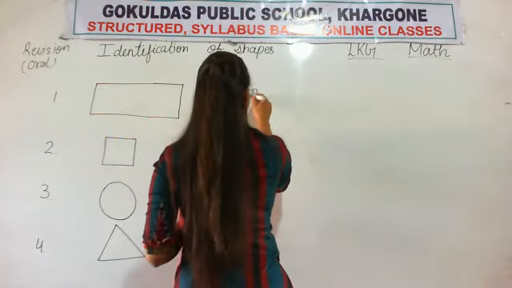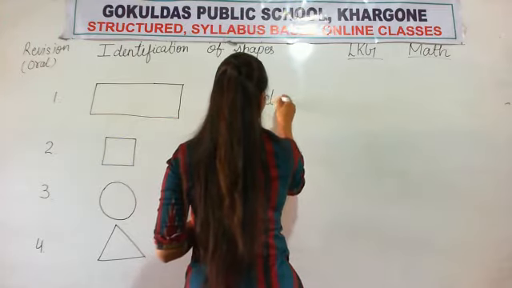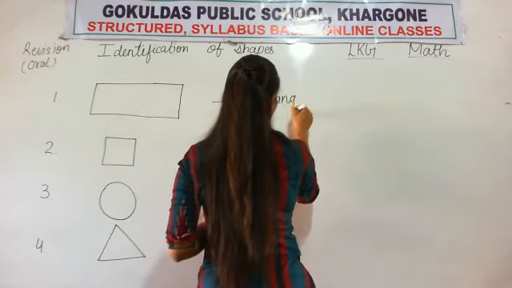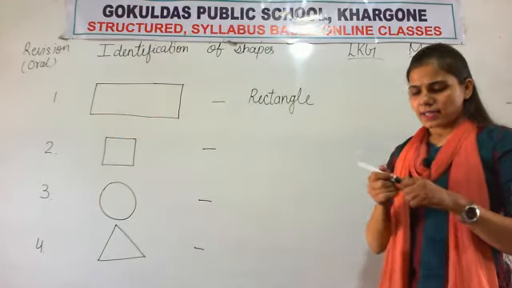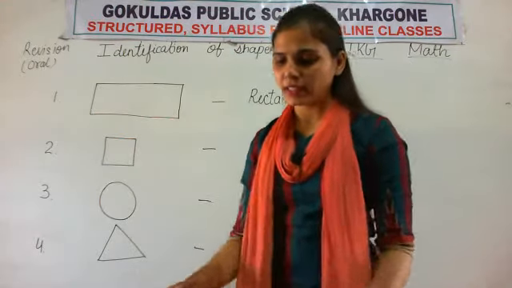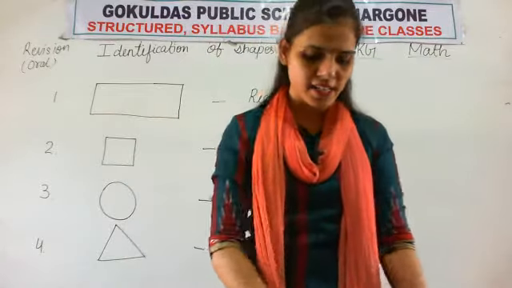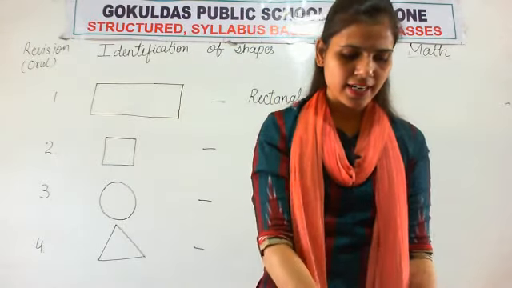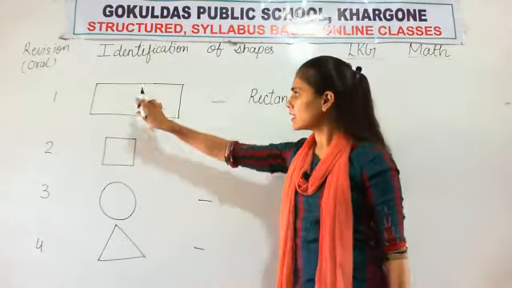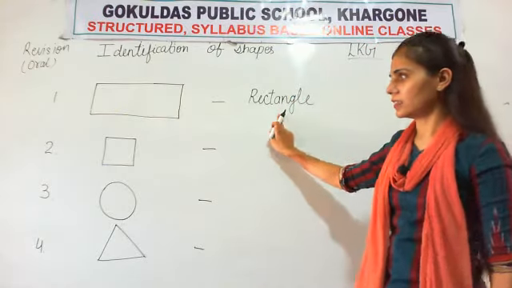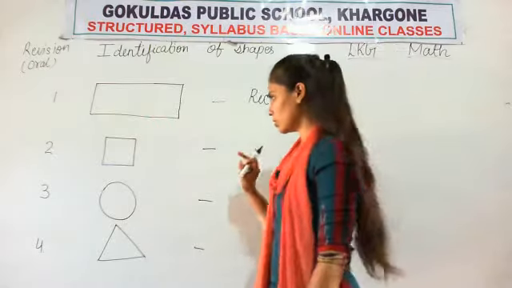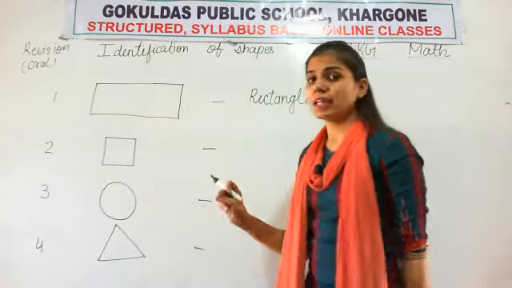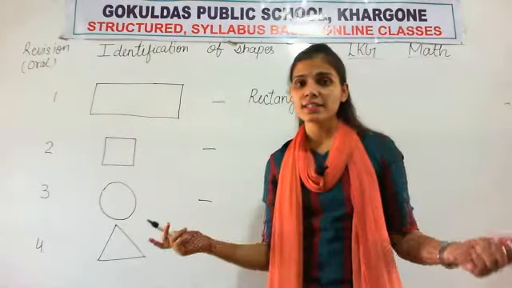On number 1, this is rectangle. What is this? This is rectangle. What is this? This is rectangle. Okay. On number 2, what is this?